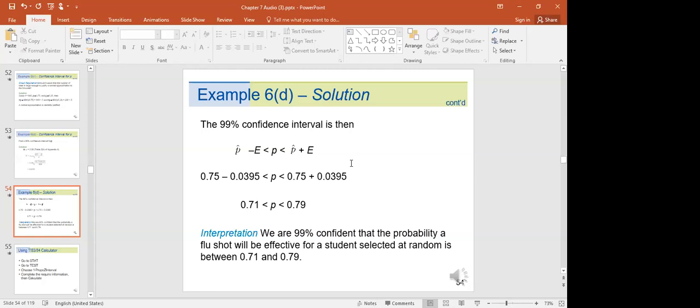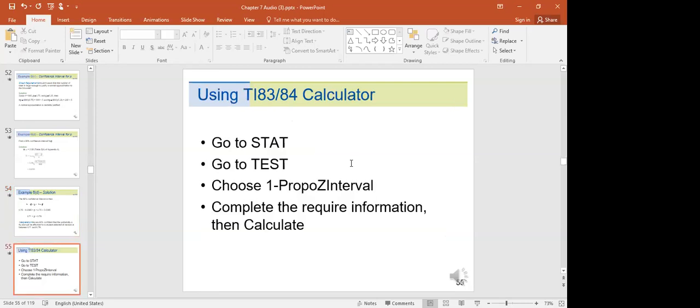The confidence level here was 99%. And we can calculate. Do you see the confidence interval? Yes, I do. Okay, 0.71 to 0.79. So this is how you can use the calculator. The calculator is, according to me, much easier to use.